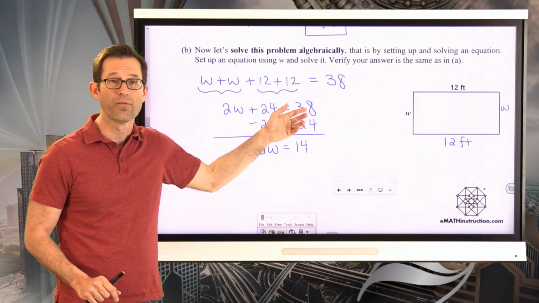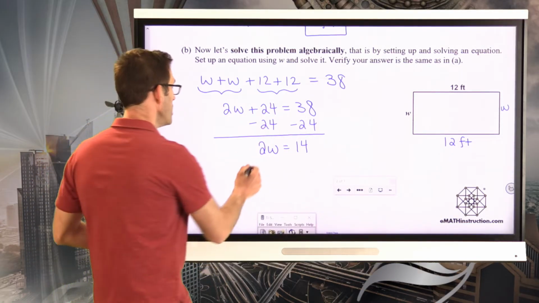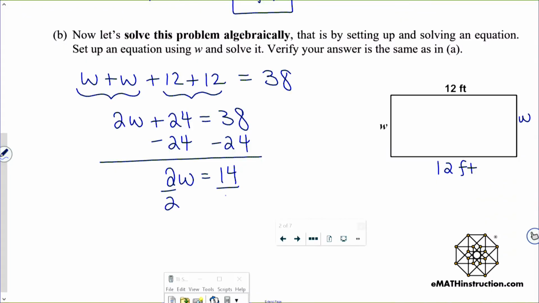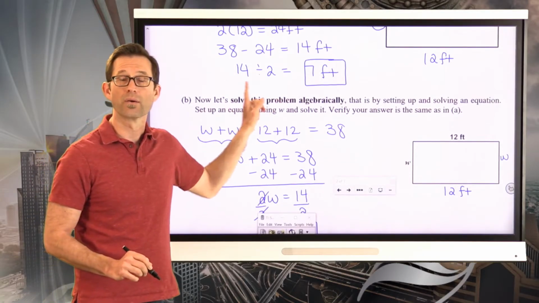When I subtract the 24 from the 38, now I have my two widths are equal to 14, which means if I divide both sides by 2, I find a single width is equal to 7. And even that division by 2 was exactly what I was doing right here.